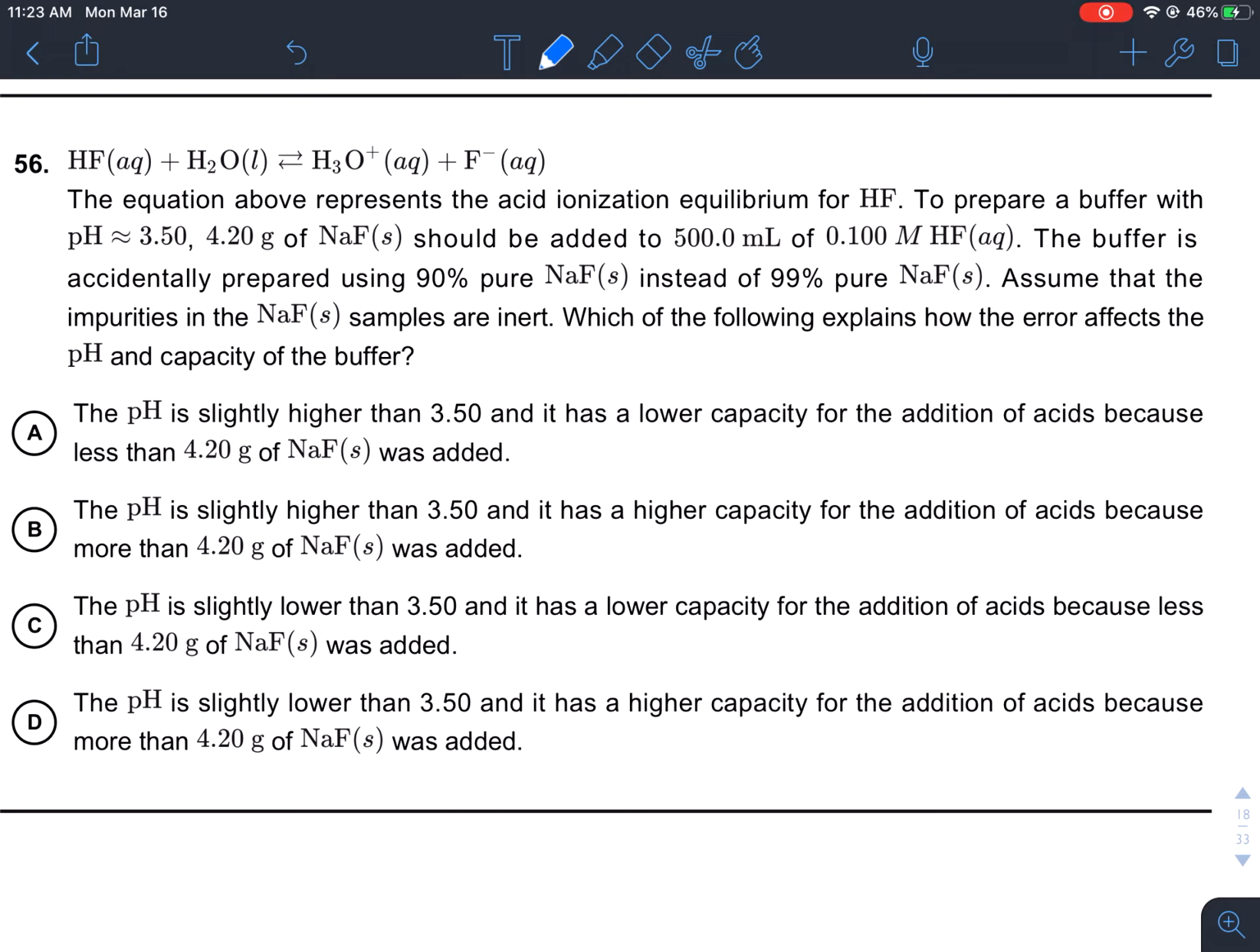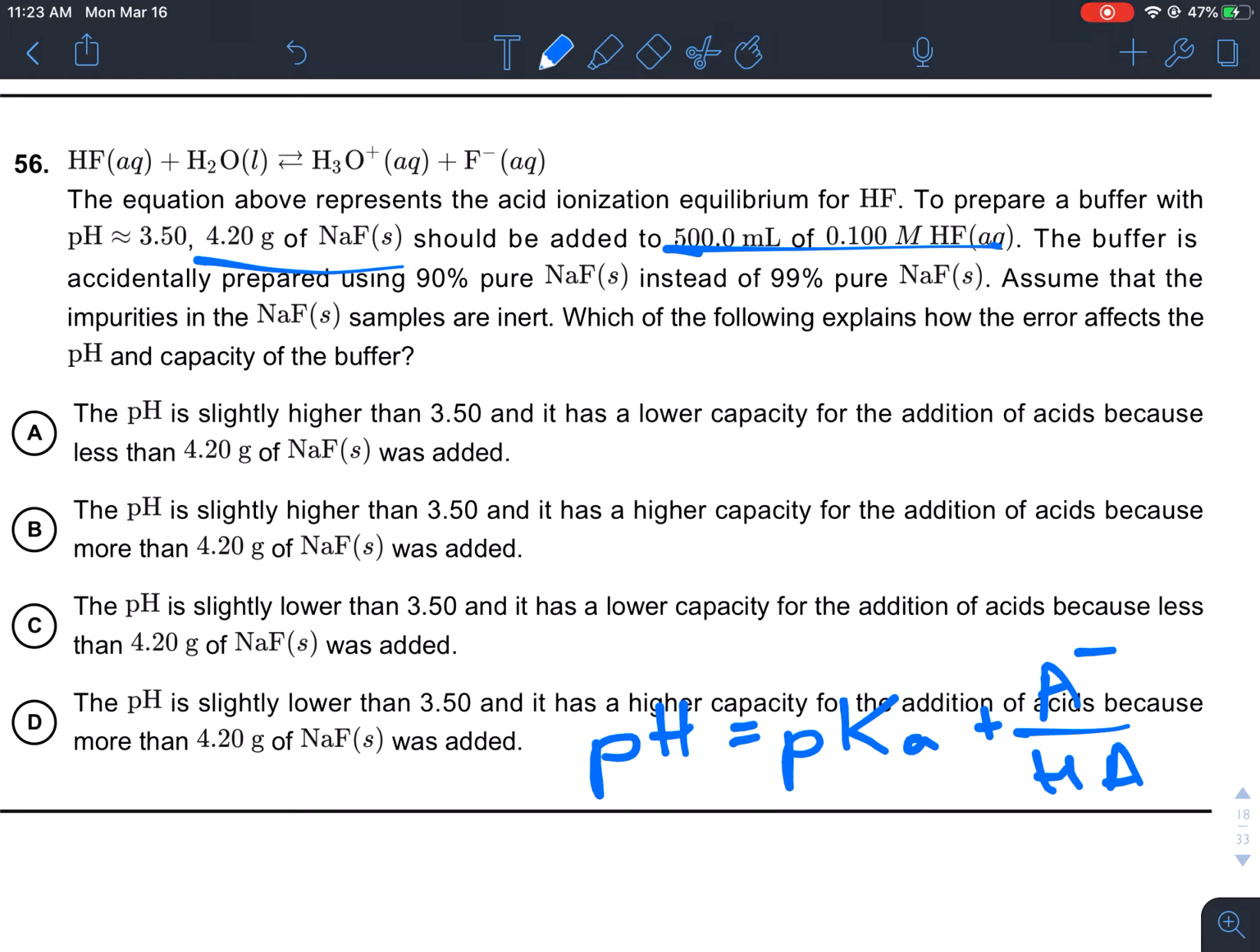Okay, so look, here is your acid, and here is your conjugate base. So Henderson-Hasselbalch wise, we're talking about pH is equal to pKa plus log of the A minus over your HA. So I don't know what your A minus is, but we accidentally used a 90% pure NaF, not a 99% pure NaF. So this A minus here is lower.